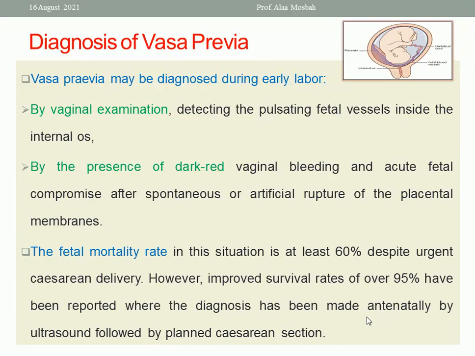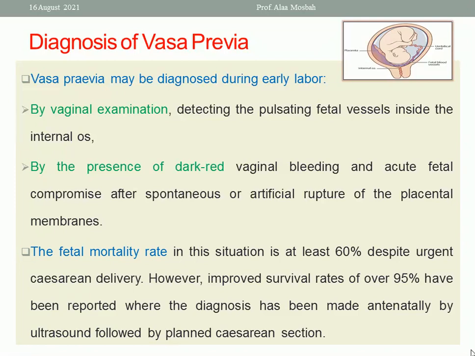Vasa Previa may be diagnosed during early labor by vaginal examination detecting a pulsating fetal vessel inside the internal os, or by the presence of dark red vaginal bleeding and acute fetal compromise after spontaneous or artificial rupture of membrane. Fetal mortality rate in this situation is at least 60% despite urgent cesarean section. Even if you are doing emergency cesarean section, the mortality for the baby reaches up to 60%.